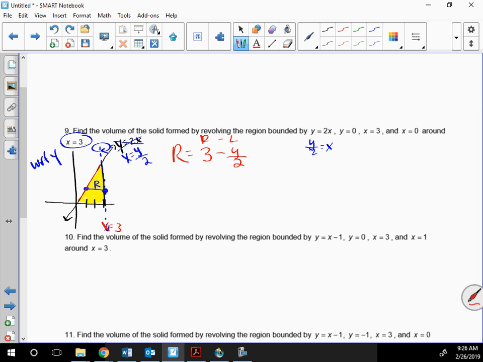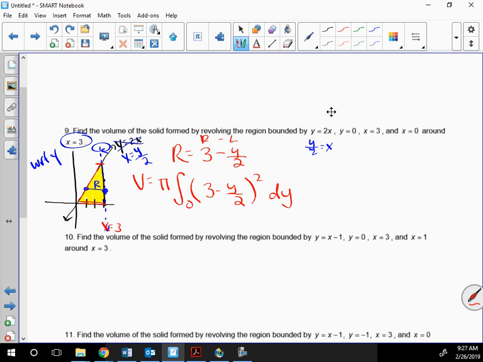So everything else is the same. Our volume is pi integrate r squared. Now we're going to y. Our function should have y's with respect to y, and our bounds need to be y's. So my radius, we can see we have that y there: 3 minus y over 2. Now my bounds, you've got to be careful with that. We're going with our y values, so I'm not going 0 to 3. Rather, I'm going from 0, starting here, going up to this spot here.